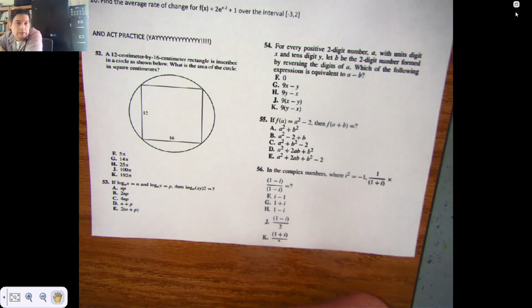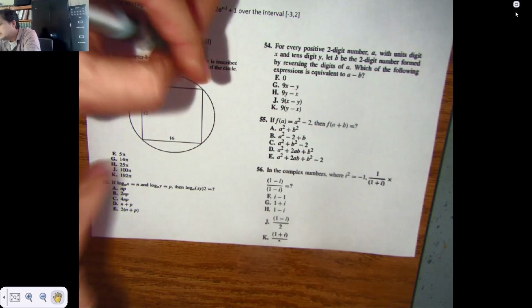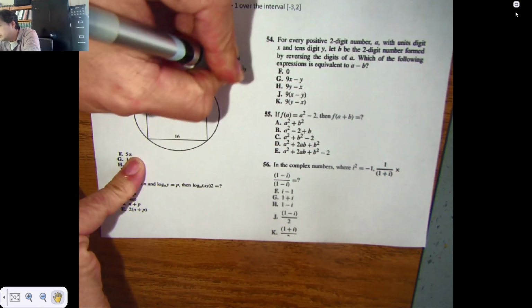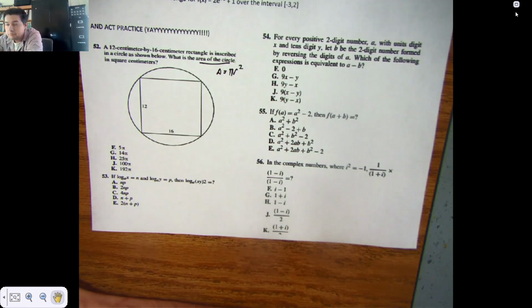52. A 12 centimeter by 16 centimeter rectangle is inscribed in a circle. That's a geometry word: drawn inside. What is the area of the circle in square centimeters? So what I noticed, the first thing I saw, was pi r squared. Eventually I need that.